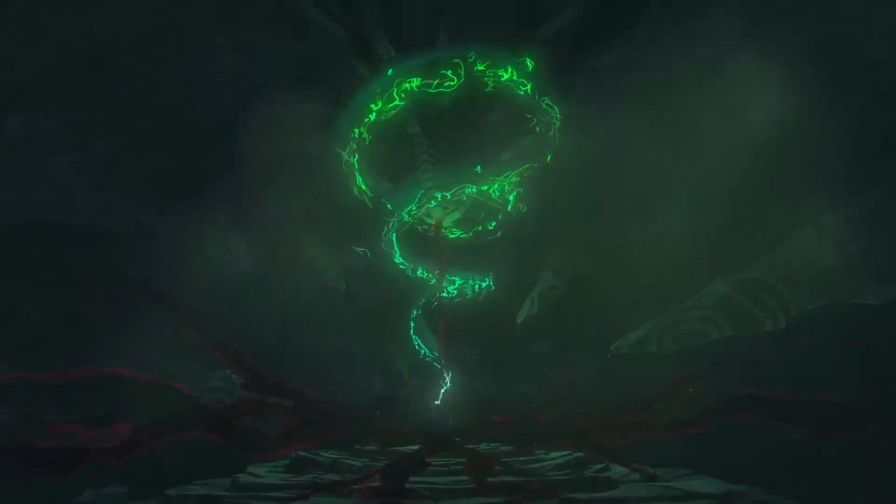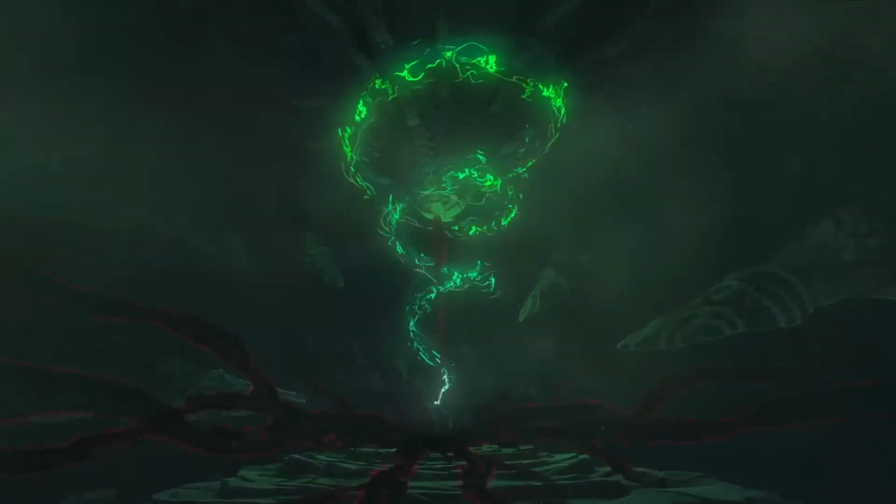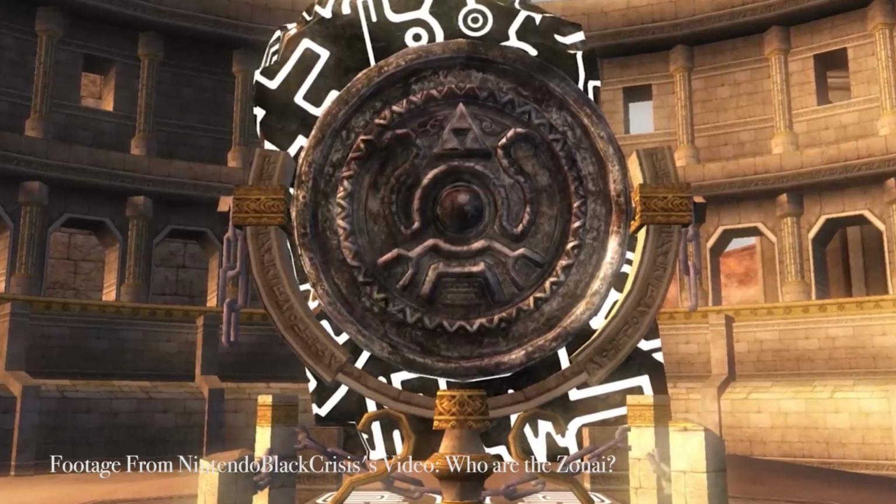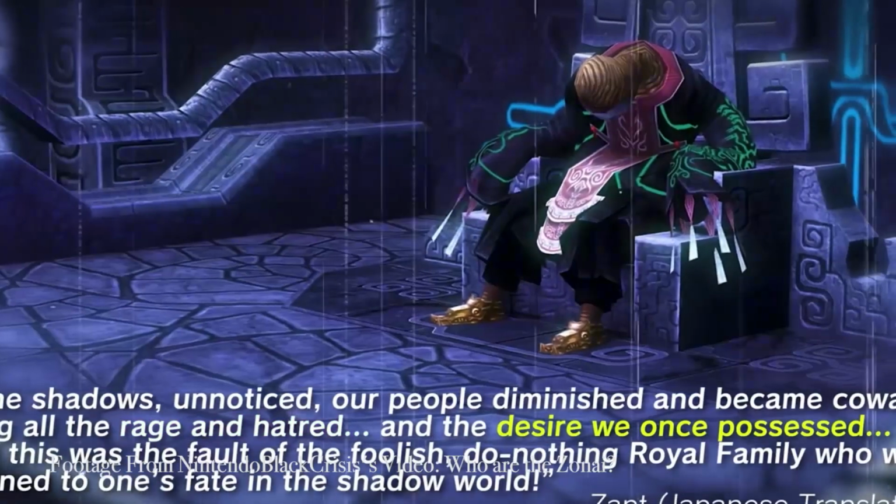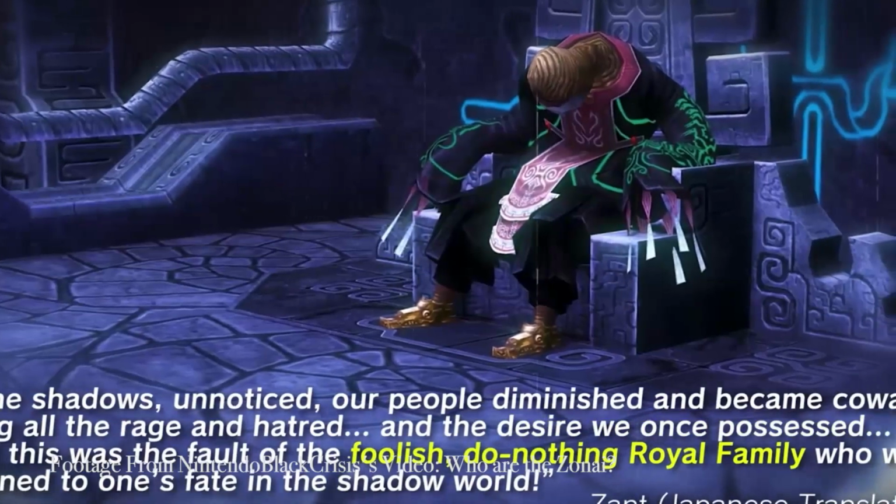But this backfired. The Zonai used their magic to capture Ganondorf and trap him eternally, but doing so left a great weakness, and the Sheikah took advantage of this, using the Mirror of Twilight to banish as many Zonai to the Twilight Realm as possible.